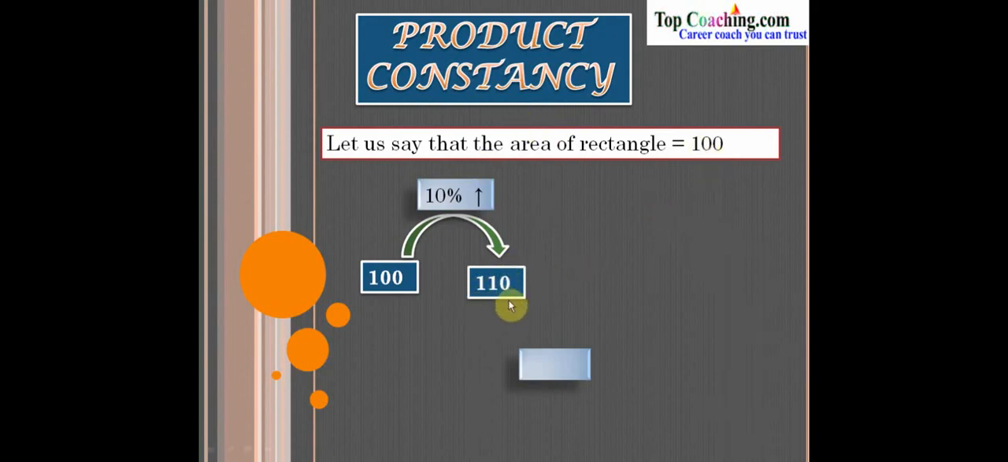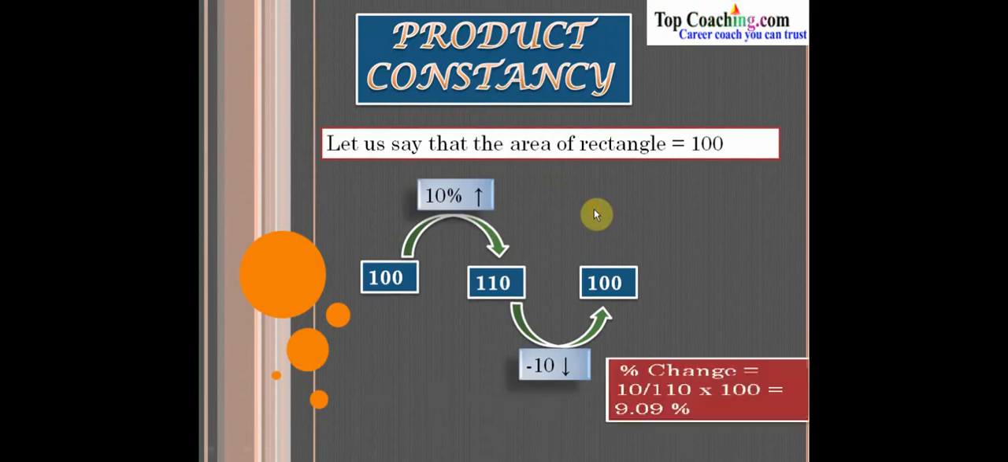Now what quantity should be subtracted from 110 so that it comes back to its original value, which is 100? Definitely that is equal to minus 10. We are actually subtracting 10 from 110 so that the value becomes equal to 100. So the final area would be 100.